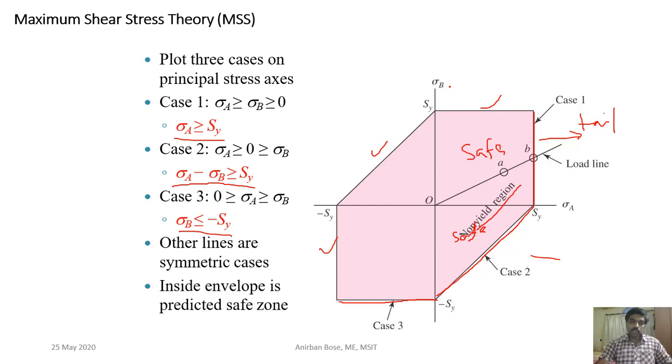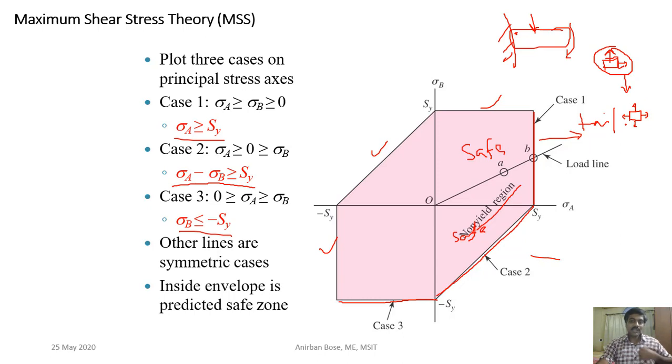Okay, so how do we use this particular theory of failure? Suppose there is a component under combined loading. At a critical point where the stresses will be maximum, you find out the state of stress, that means the normal and shear stresses because of bending, torsion and all that. From that you find out the principal stresses.